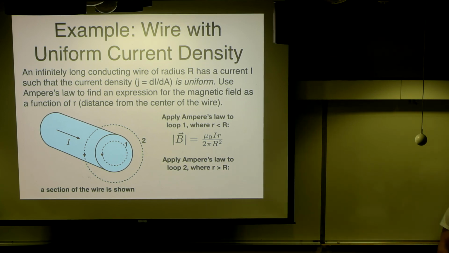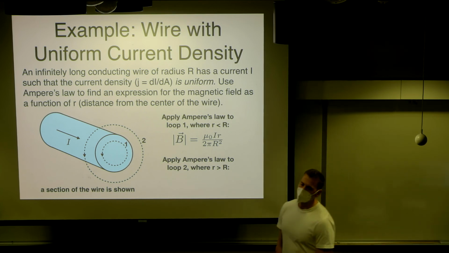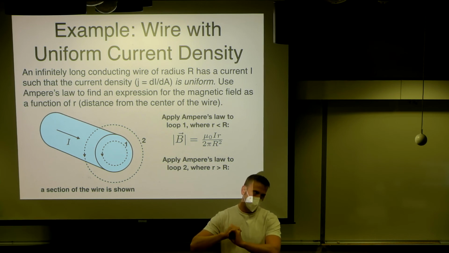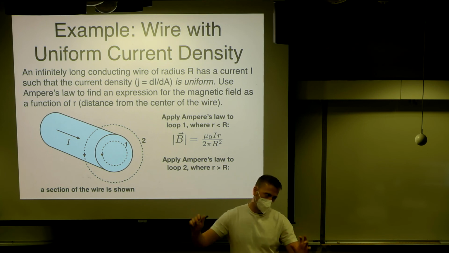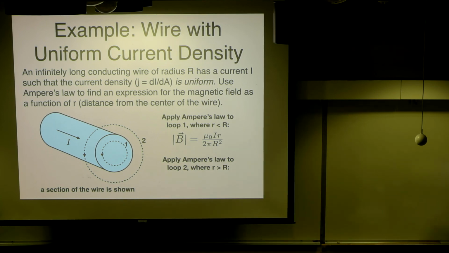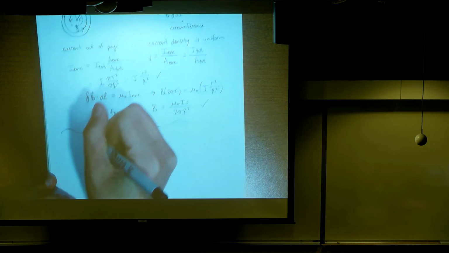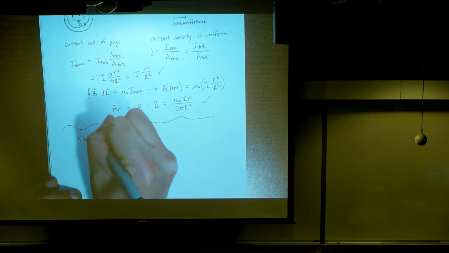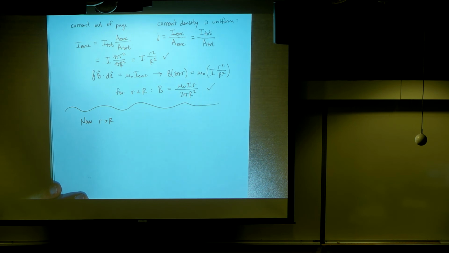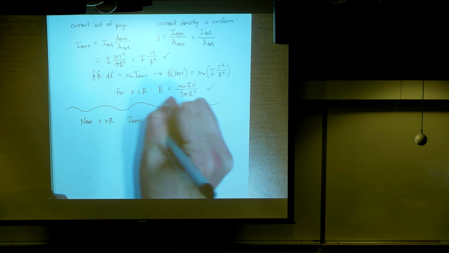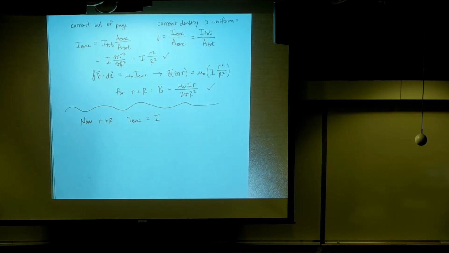All right, can someone tell me how much current we are enclosing in this case? We're enclosing the entire current, because we're not just partially enclosing the current in the wire, we're enclosing the whole thing. So that actually means this is a very simple case to knock out, because now we have our Amperian loop outside of the wire, which means we're enclosing the entire current, okay?